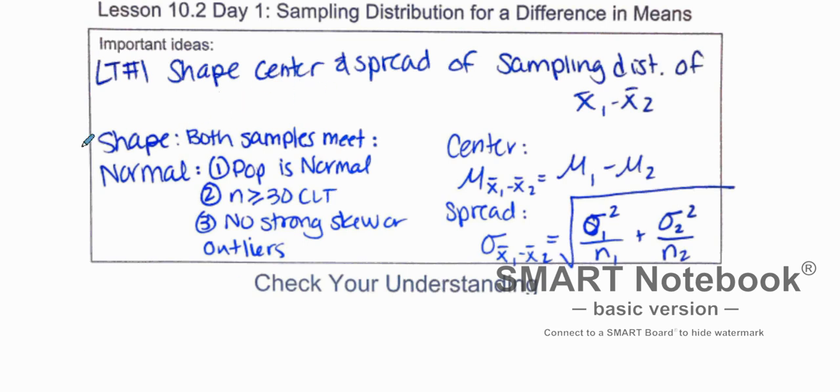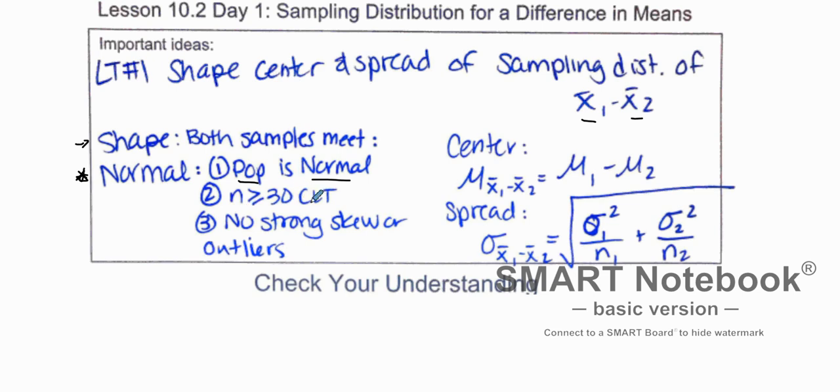So when we talk about the shape of a sample distribution, the key thing we want to know is: is it normal? If you have two sample distributions and both of them are normal, then the distribution of the difference in those means will also be normal. Once again, review: how do you determine if the means are normal? Well, you can look at the population. If the populations of both are normal, then the difference in the means will be normal.